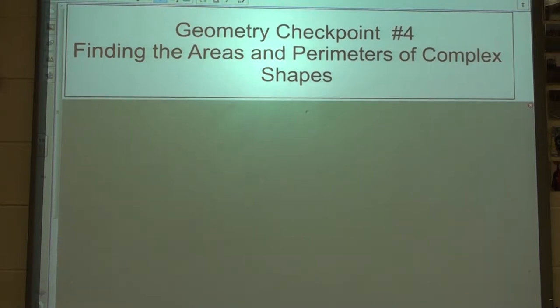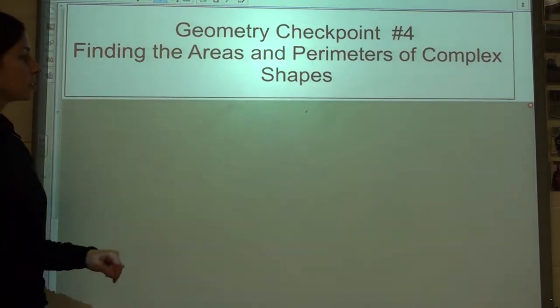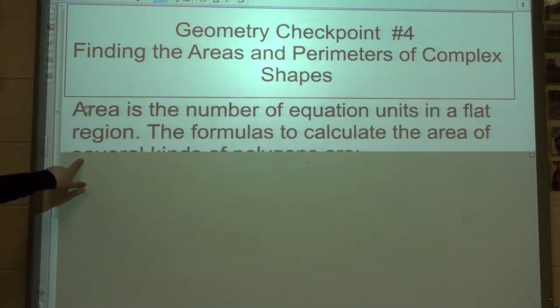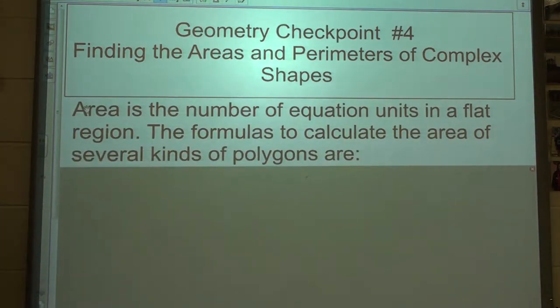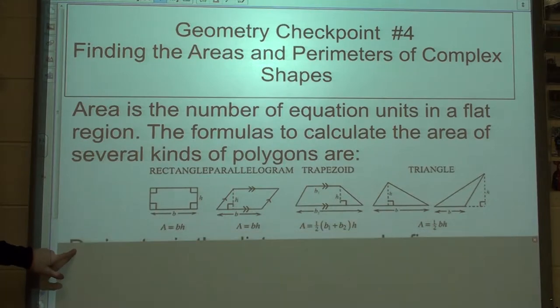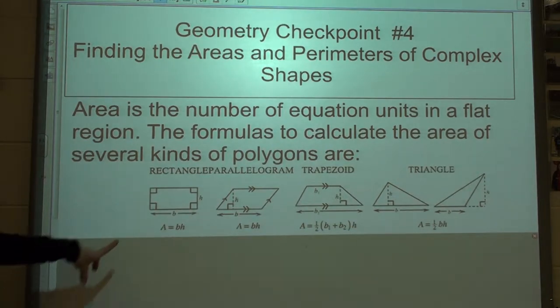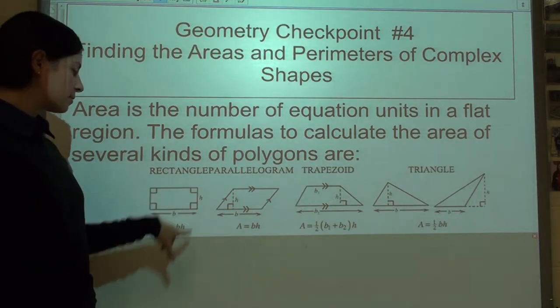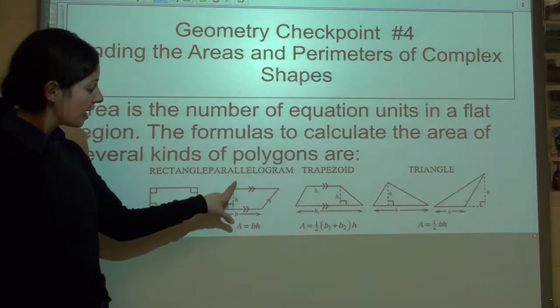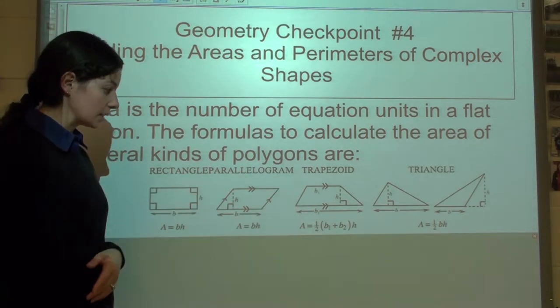Geometry checkpoint 4, finding the areas and perimeters of complex shapes. Area is the number of square units in a flat region. The formulas to calculate the area of several kinds of polygons are, for a rectangle and a parallelogram, area equals base times height. And remember, on a parallelogram, the height makes a right angle with the base.